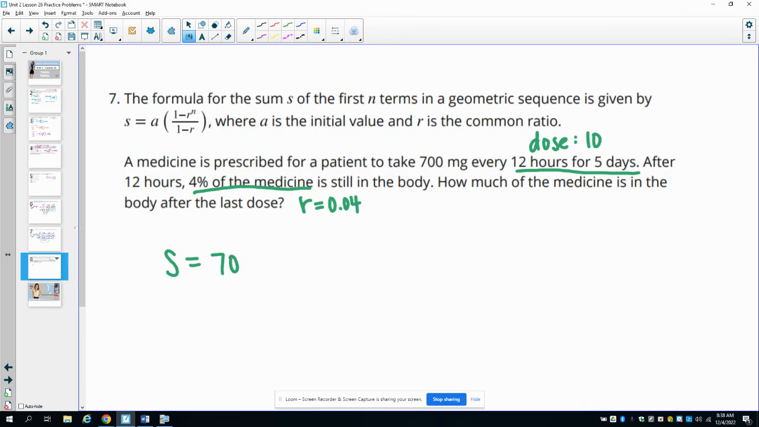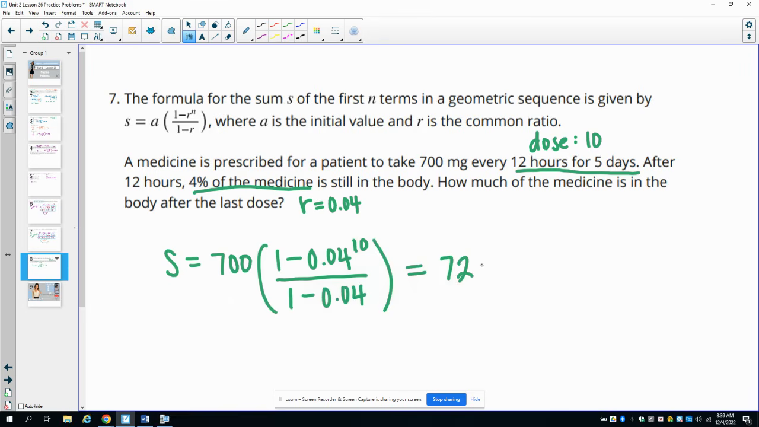So our original amount is 700, which is the dose. And then we're doing 1 minus the rate, which is 4%. And how many doses we're taking is 10, because again, 2 per day for 5 days. And then 1 minus the rate of 0.04. We would type this into our calculator, and you'd get about 729 milligrams.